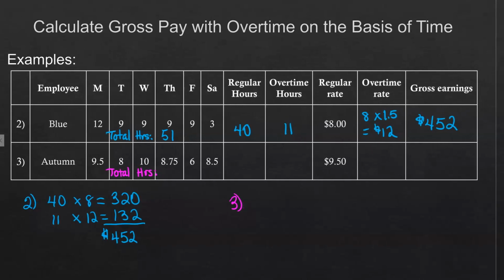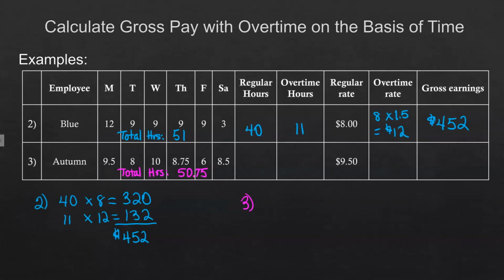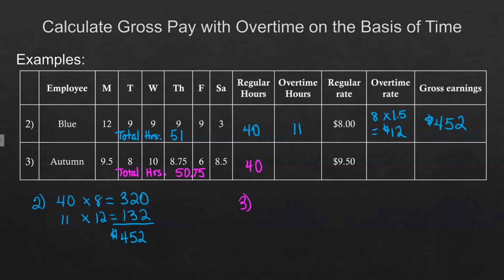And that in this case is 50.75. So once again, we have 40 normal hours, regular hours, and then we have 10.75 overtime. And then hourly rate for overtime is going to be $9.50 times 1.5. And that gives us $14.25 per hour. Okay, so then we do our calculating, right?